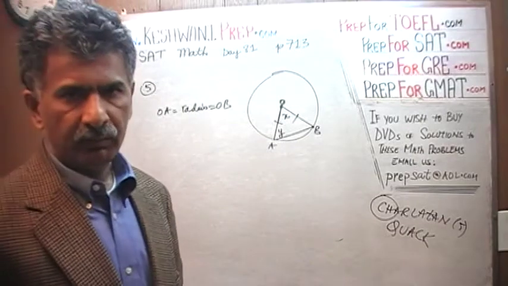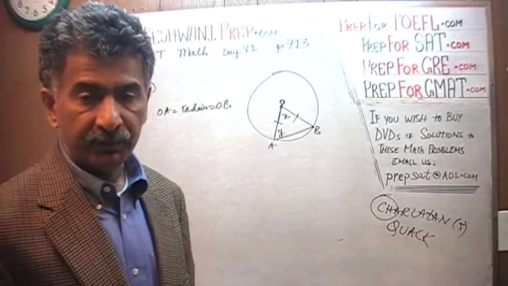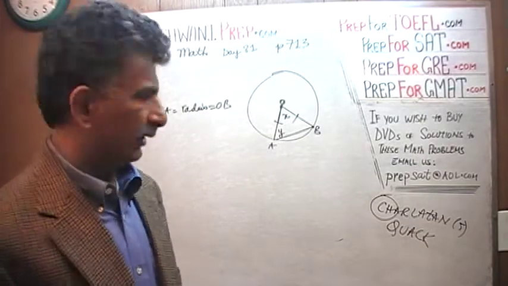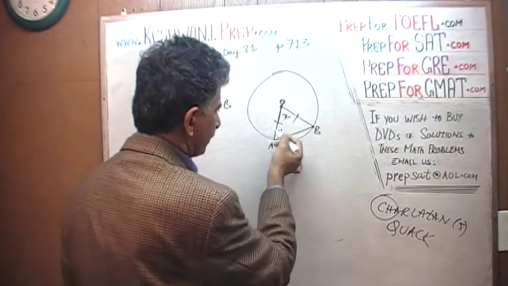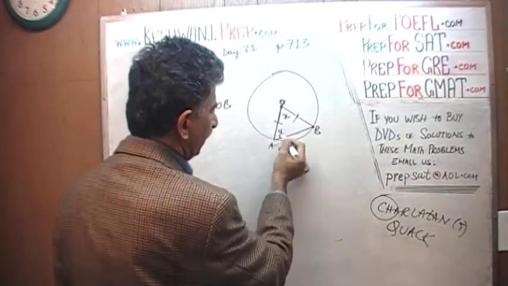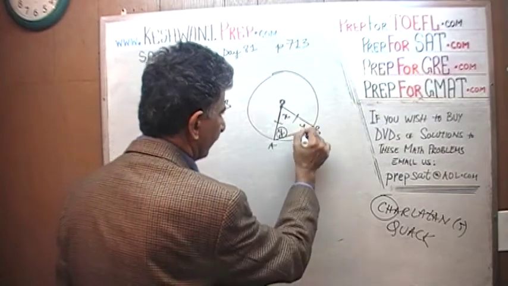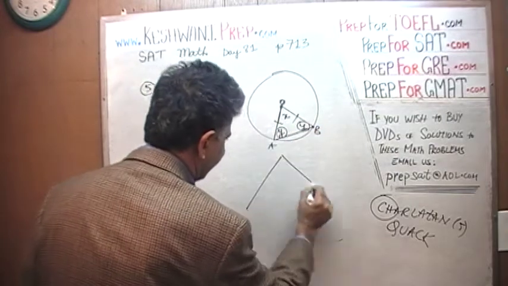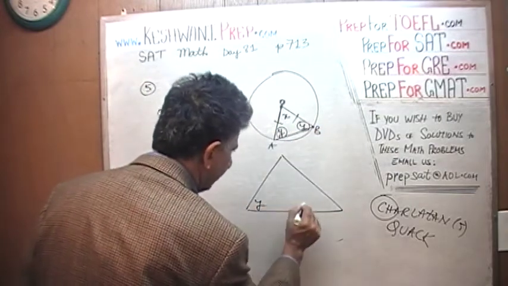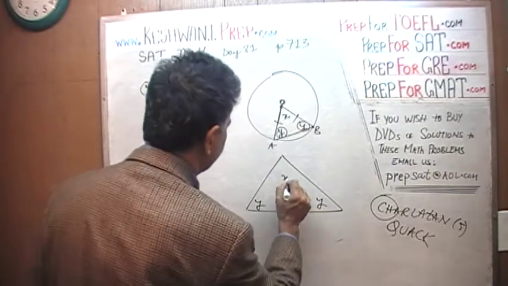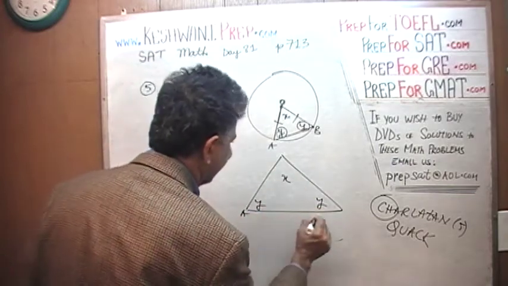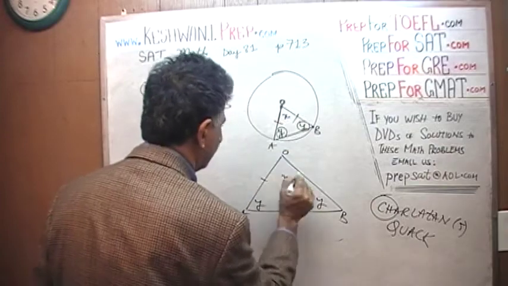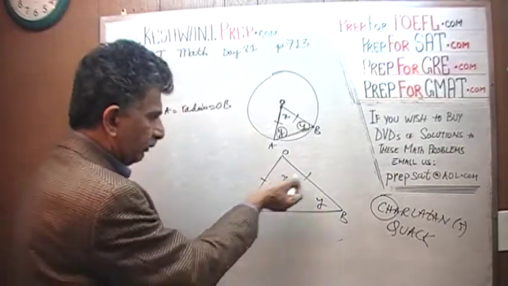In essence, what we have here is an isosceles triangle, because if OA is equal to OB, then if this is angle Y, then so is this one. So it looks something like this. The triangle that we have is this. This is Y, this is Y, this is X, and this is A and B, and this is our O. These two sides are equal because they are both radii.